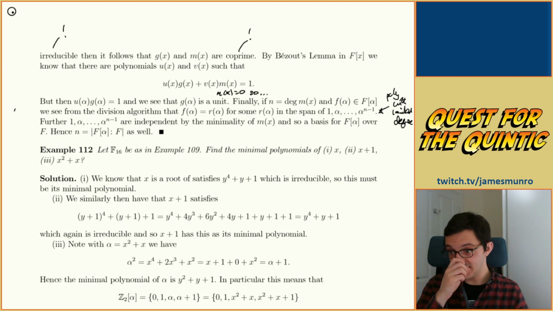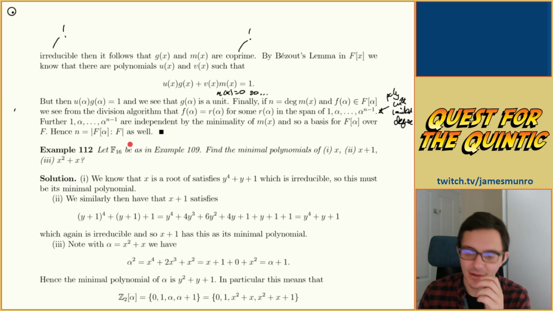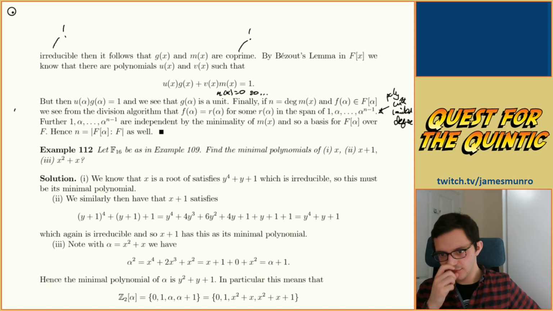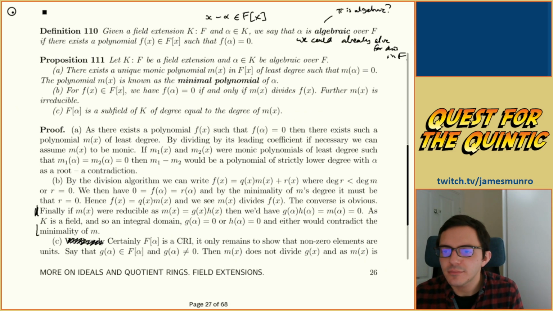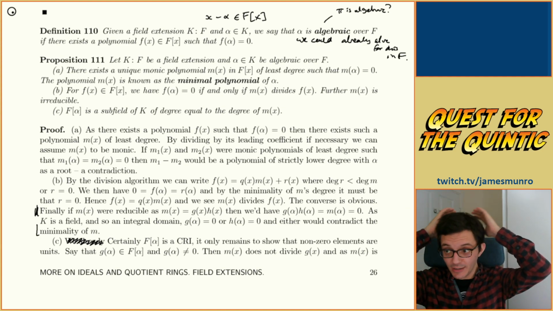So those are a basis for f of alpha over f. So n is the degree of that. Right, okay. So the basis of the field extension of f of alpha over f. Is that what I wanted? I kind of wanted to talk about k. What's the relationship between k and f of alpha? Oh, so k might be huge. K might be huge, it might include loads of stuff.